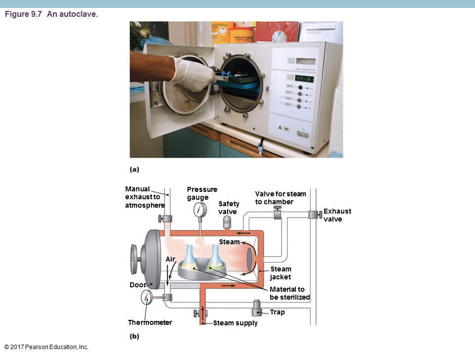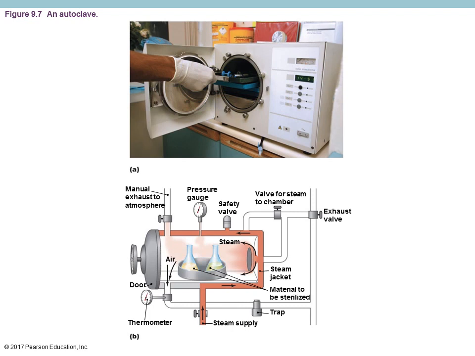So they come in all different sizes, but they all work relatively the same, as you can see in picture B. You have your internal chamber, that's where you're going to put your supplies, whatever it is that you need to autoclave. It could be waste products, it could be media you want to sterilize. And you put it in there. There is a water supply that you have to basically turn on. You close the door, it is sealed.